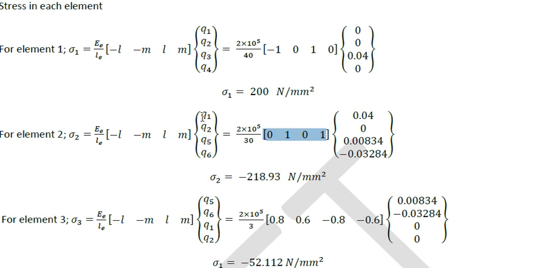It has degrees of freedom 3, 4, 5, 6. So there should be a correction in the notations to 3, 4, 5 and 6. Then we will get sigma 2 equal to minus 218.93 Newton per millimeter square, or minus 218.93 megapascal.